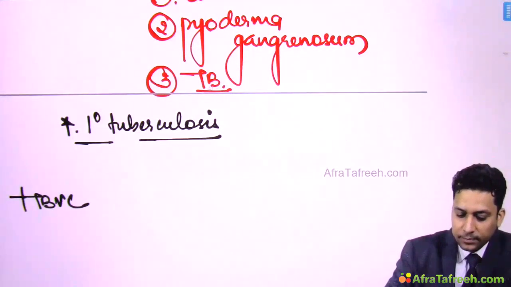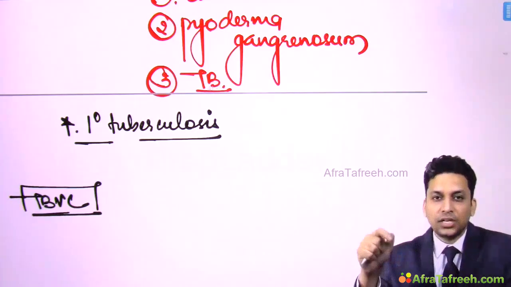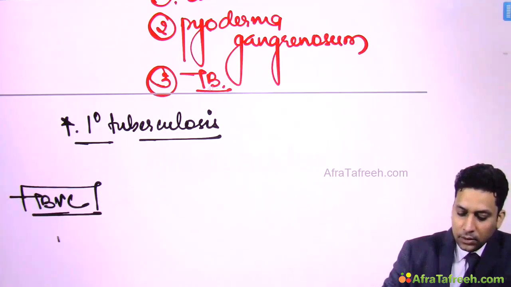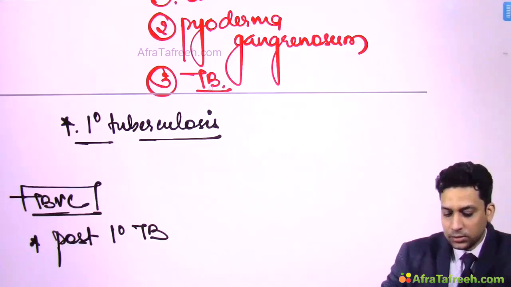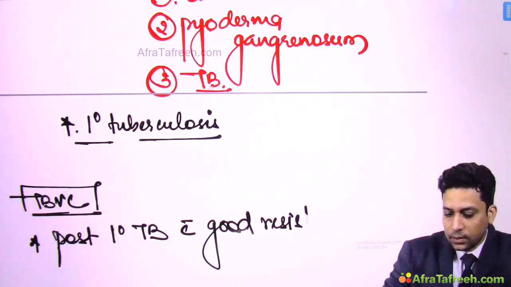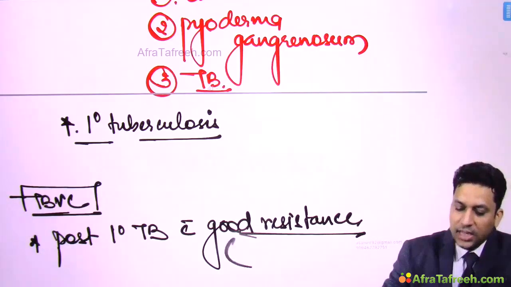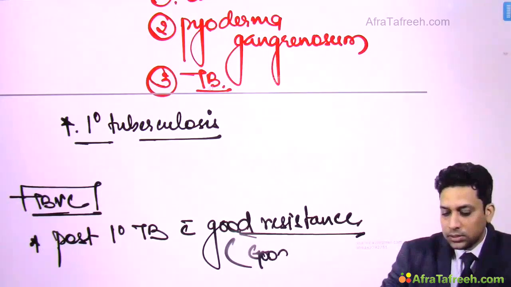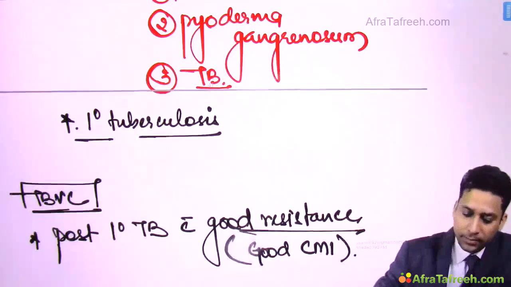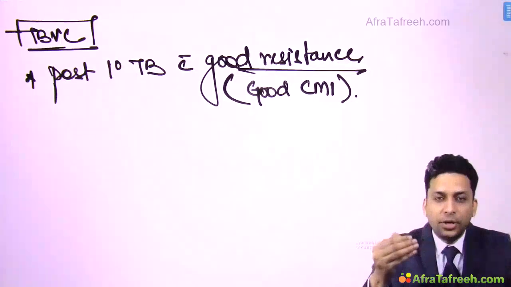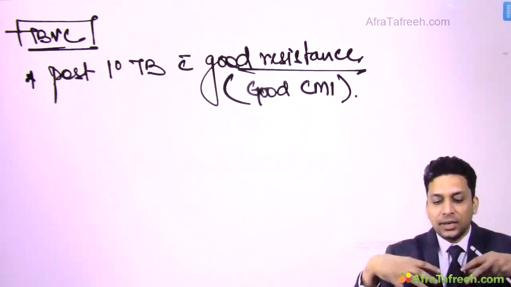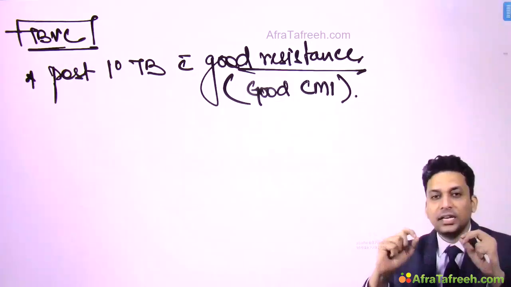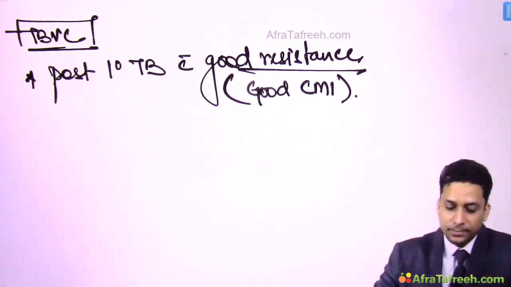Second is TBVC, tuberculosis verrucosa cutis. This is post-primary tuberculosis, not primary, with good resistance. Now what does this mean? It is seen in individuals with good CMI, cell mediated immunity. Because the patient is already sensitized, the immunity is good. So this is seen in individuals with good immunity, good resistance.